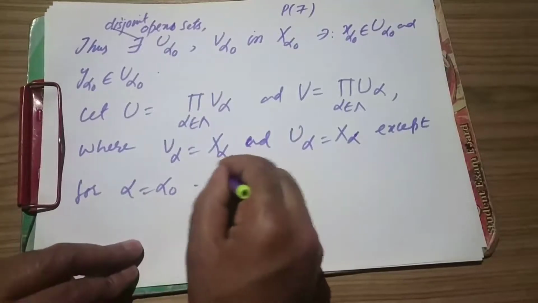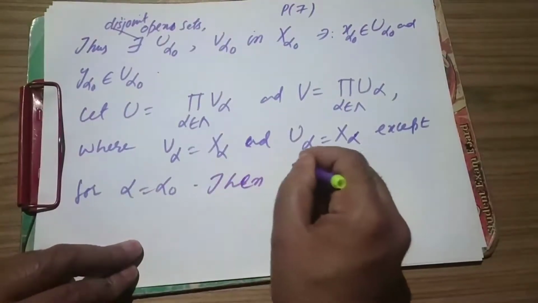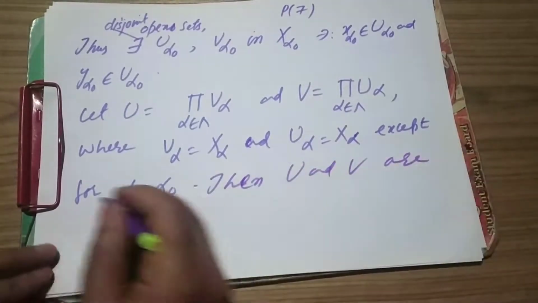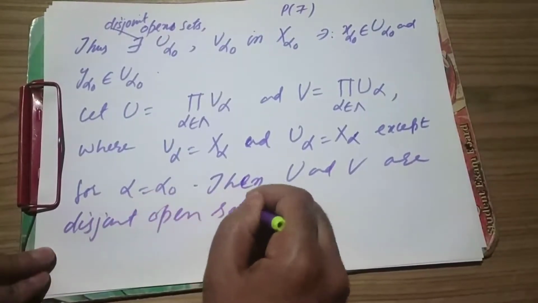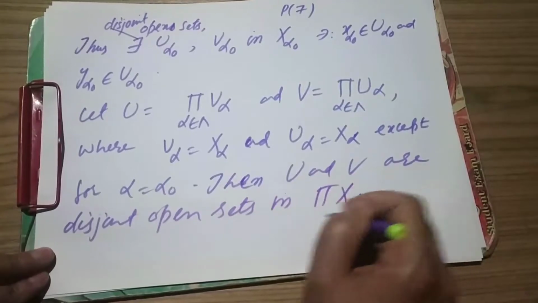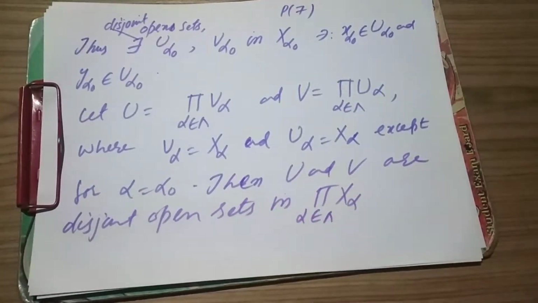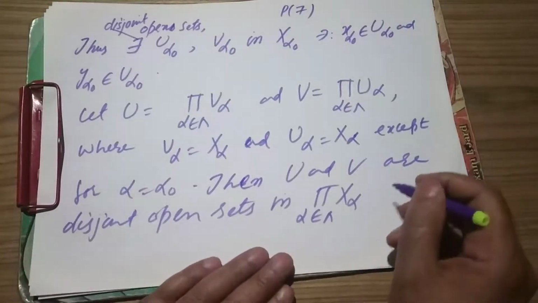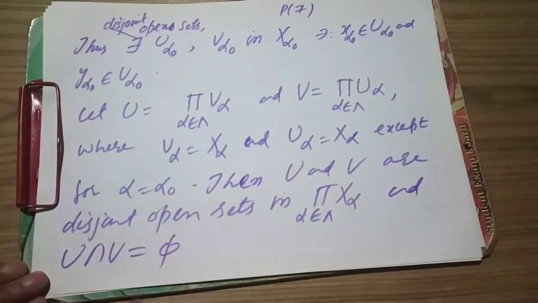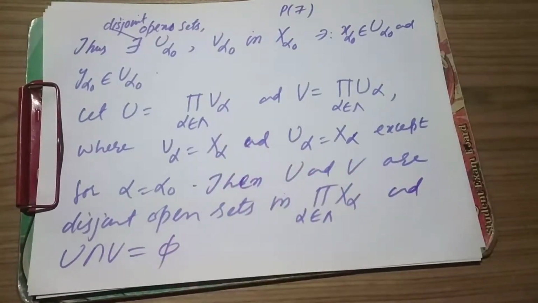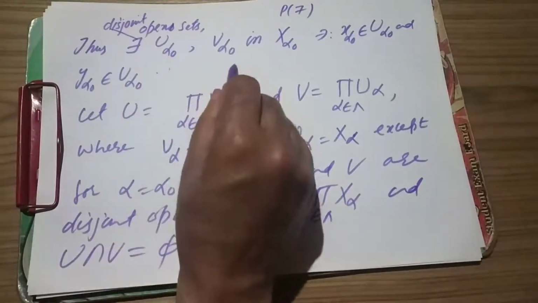So then U and V are disjoint open sets in the product space X alpha, alpha belongs to lambda. In fact, they are sub-basic open sets, as you have already done in the course Topology 1. So in particular, they are also open sets. They are open and also disjoint, because at least one component is different for any two points. They differ in at least one component, because U alpha naught and V alpha naught are disjoint.